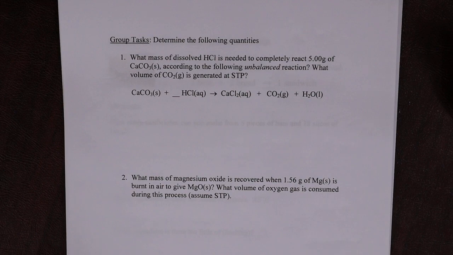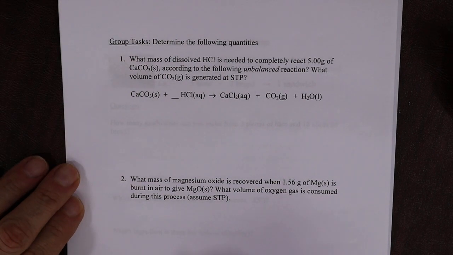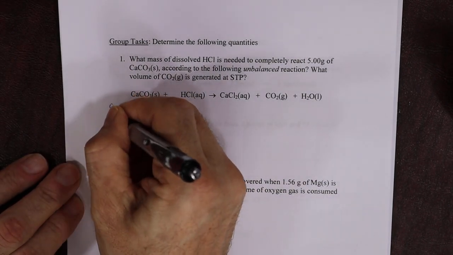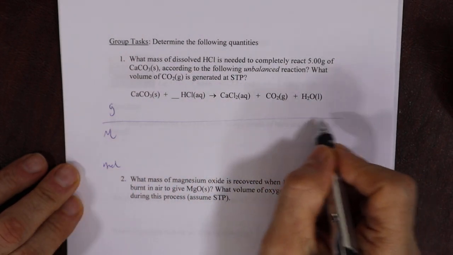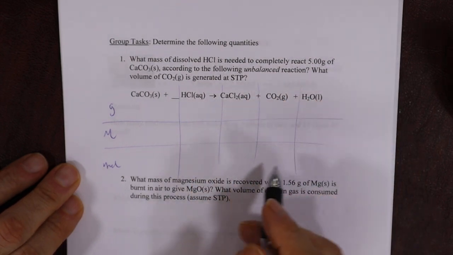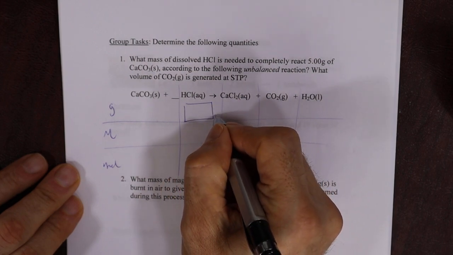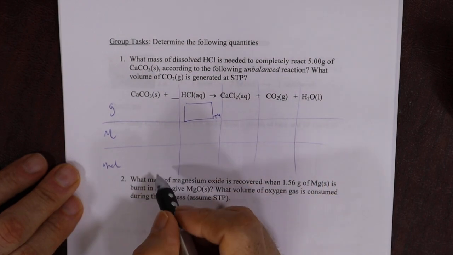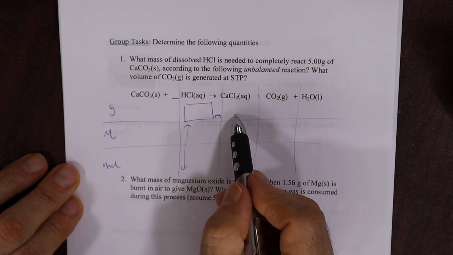So, question number 1. This is one of my favorite questions to ask because the numbers are nice, okay? So, I'm going to do the grid. Follow the rules, right? Let's set up a grid. Then we'll answer the questions. So what mass of dissolved HCl? Interesting. It doesn't matter which ladder you climb up and down. You can figure out any of these.